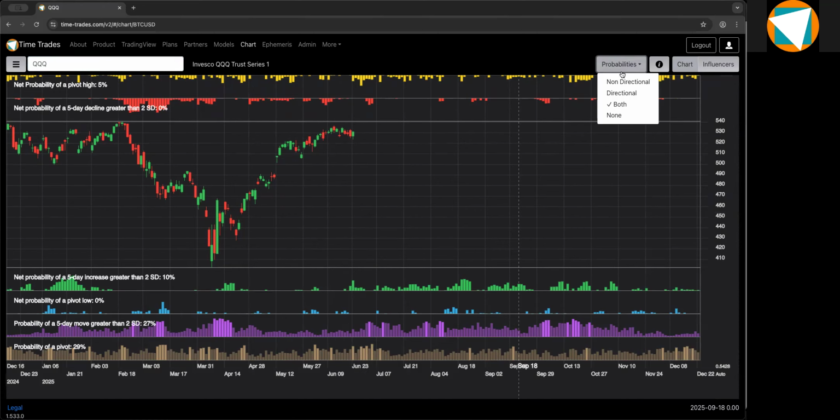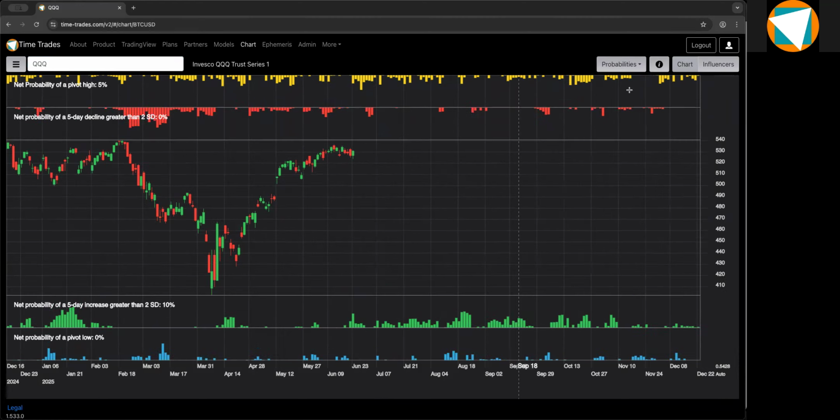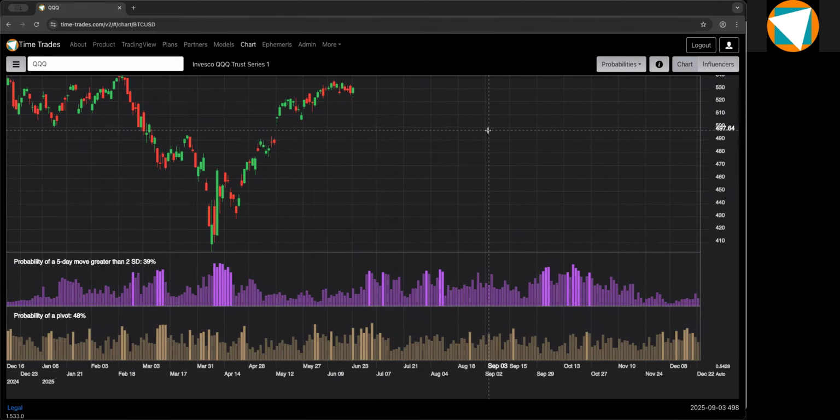The chart page has different ways to display those probabilities. You can display no probabilities, both sets of directional and non-directional, and also drill down to either the directional probabilities that include a direction like a high or a low, or there's also non-directional probabilities, which are forecasting probabilities of a pivot or a move, but there's no implied direction in the non-directional ones.